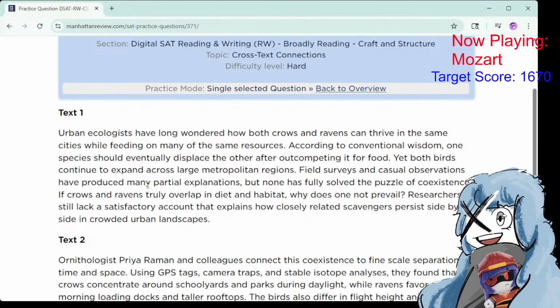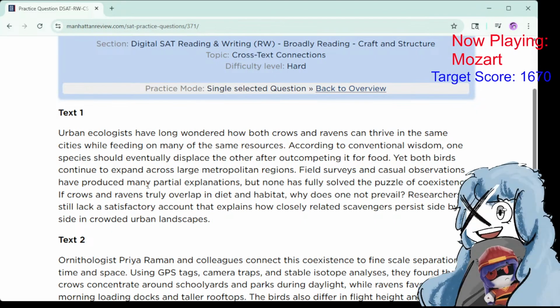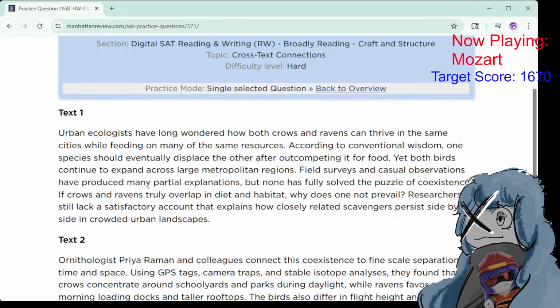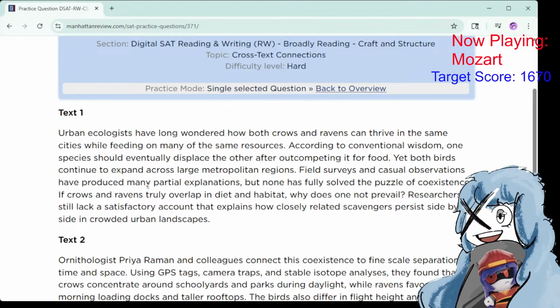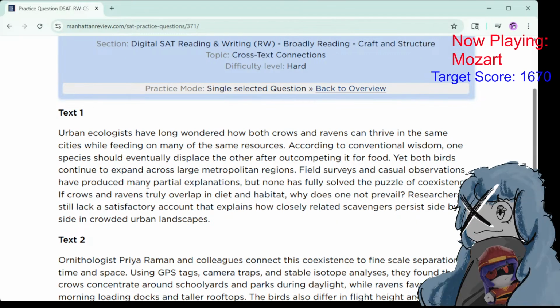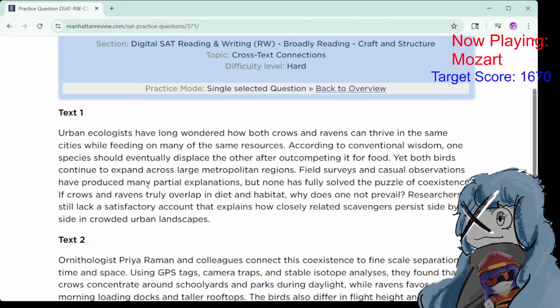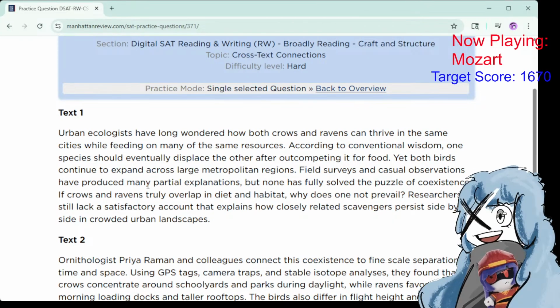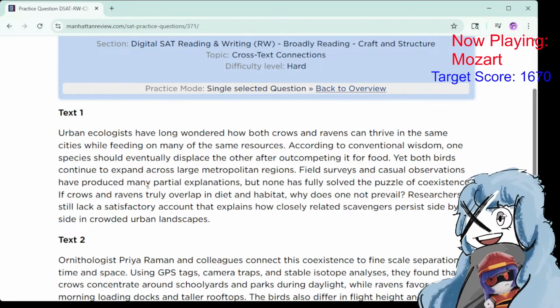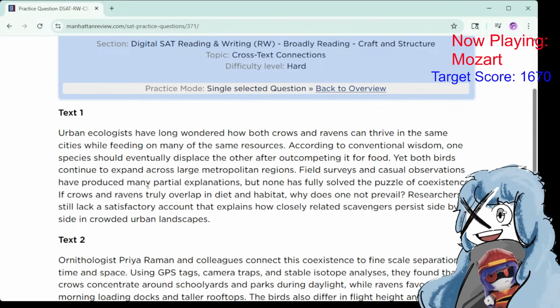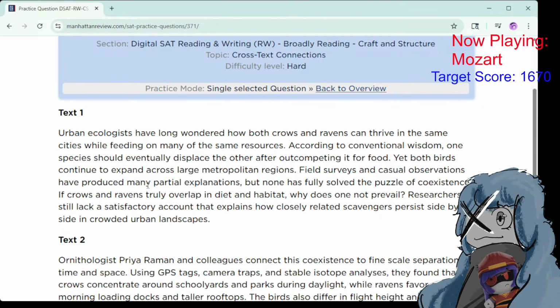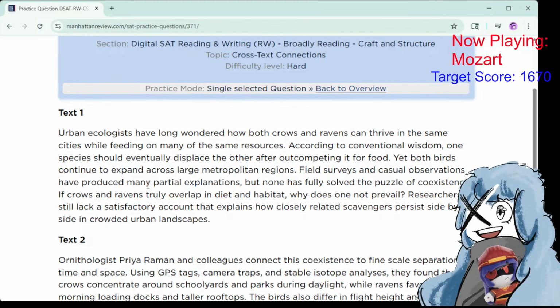Field surveys and casual observations have produced many partial explanations, but none has fully solved the puzzle of the coexistence. If crows and ravens truly overlap in dining habits, why does one not prevail? Researchers still lack a satisfactory account that explains how closely related scavengers persist side by side in crowded urban landscapes.